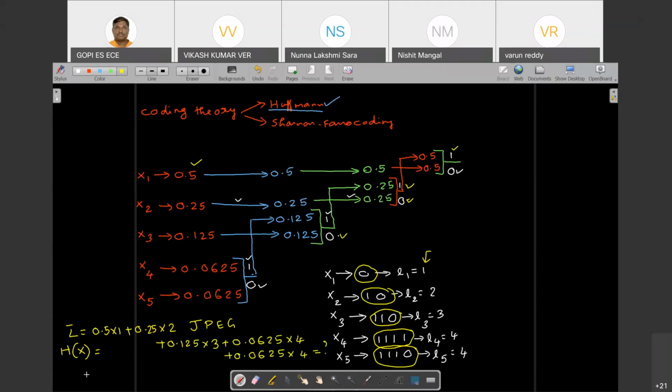Somebody tell me that. And what is that H of X? H of X is what? Probability into that log probability with a minus sign. Minus 0.5 log to 0.5.